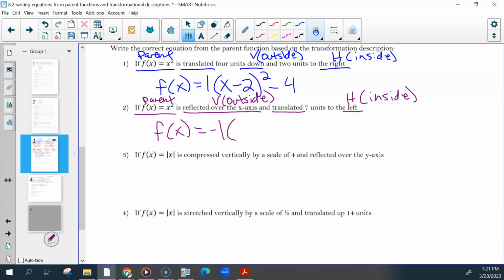And then parentheses, we have something on the inside. How would I write that it was translated 7 units to the left? Plus 7, the opposite. Squared. Do I have anything else to add? No. So that's it. Don't add any extra stuff. Questions on that?